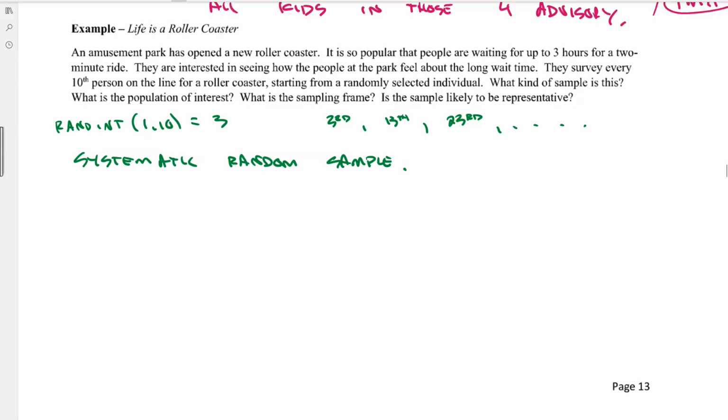What is the population of interest? Now, if they ask you this question, they really need to tell you the population of interest in the problem. You just got to kind of search for it. They are interested in seeing how people at the park feel about the long wait line. So their population of interest is people at the park.